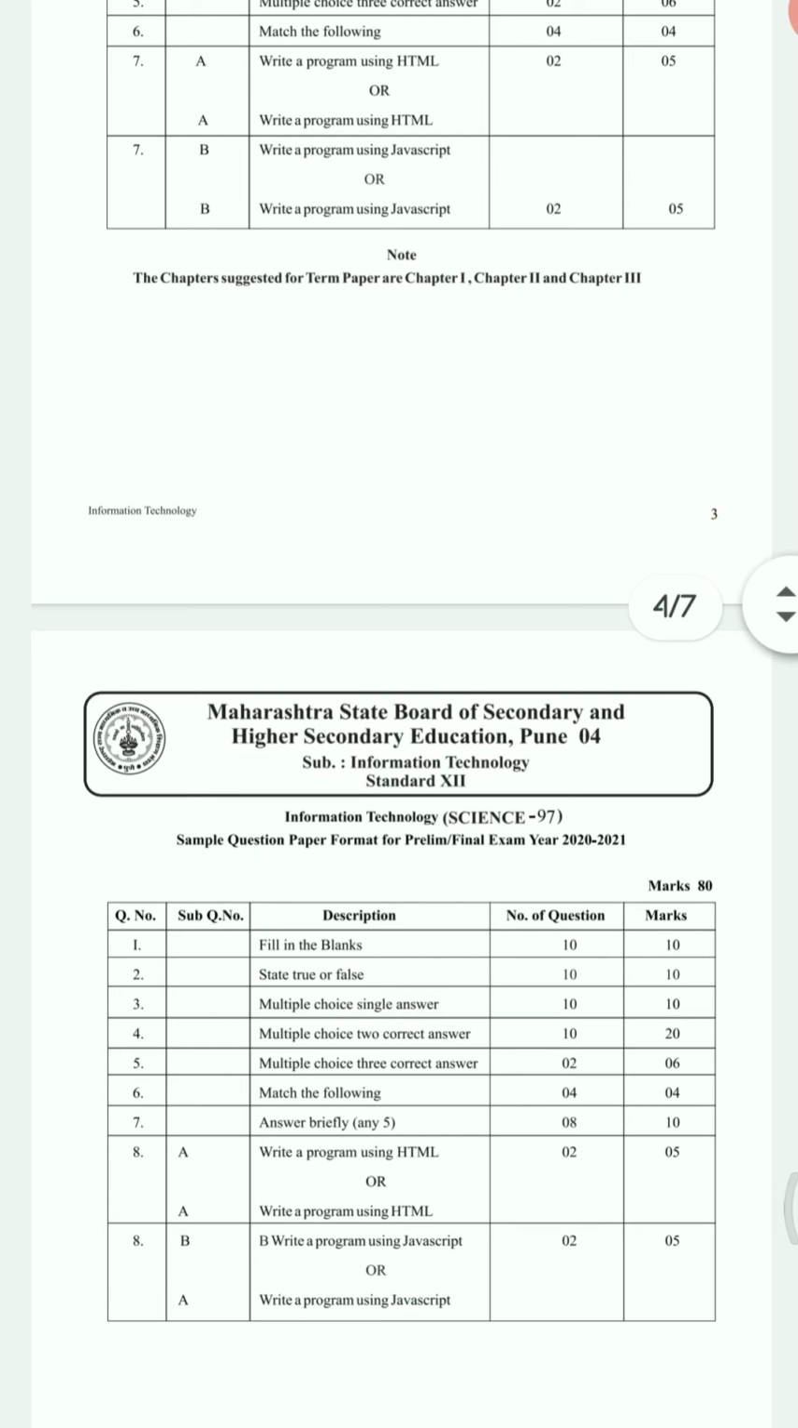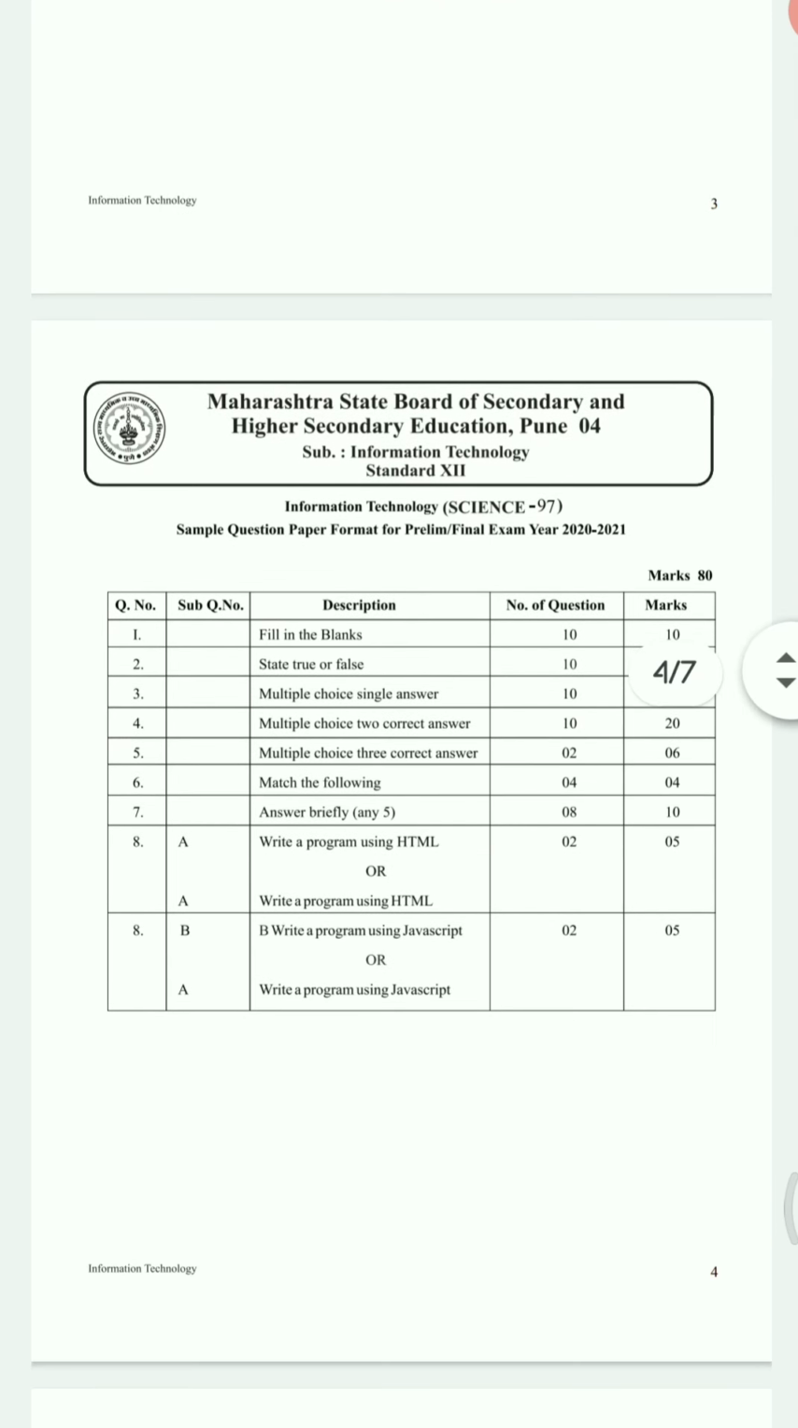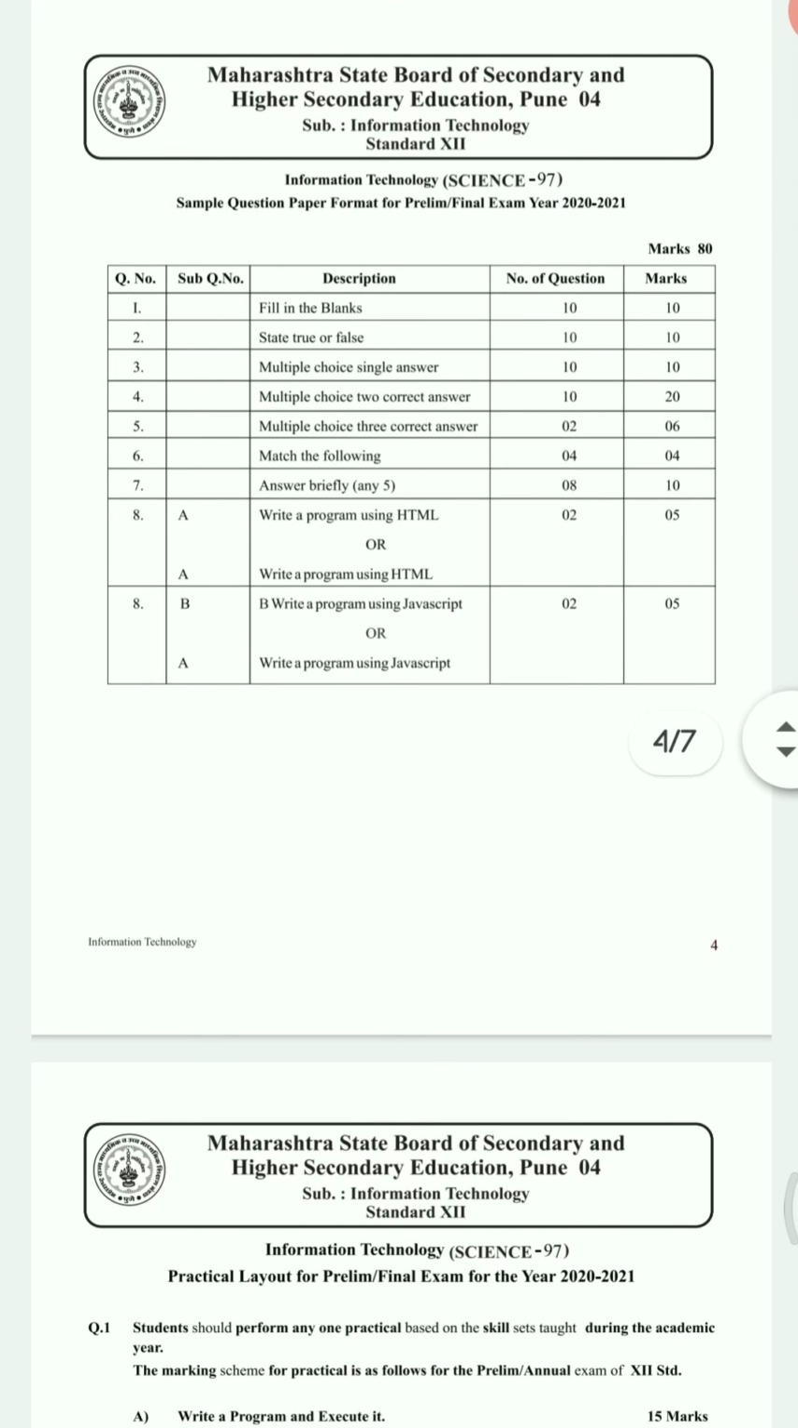The next exam is the final exam, which will be for 80 marks. The paper pattern is: filling the blanks, 10 questions, 10 marks. State true or false, 10 questions, 10 marks. Multiple choice single answer, 10 questions, 10 marks. Multiple choice 2 correct answers, 10 questions, 20 marks. Multiple choice 3 correct answers, 2 questions for 6 marks, and match the pairs, 4 questions for 4 marks.